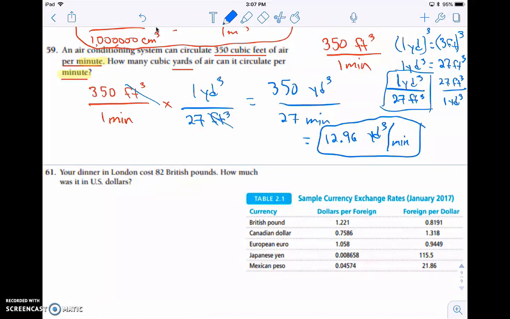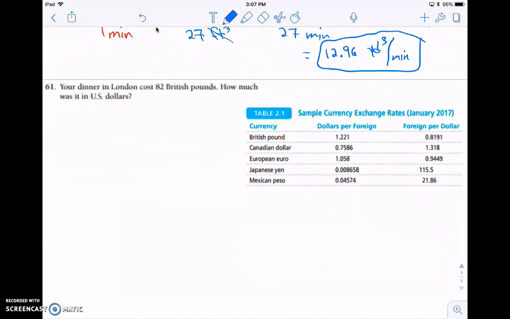Okay, our last question. Here's one that is used frequently, and this is a conversion from currencies. So, if you go outside the country, a lot of places have different currencies. I spent a couple years in Europe. We use the euro. Great Britain uses the pound. Canada uses Canadian dollar. Japanese use the yen. Mexico uses a peso, and so forth.